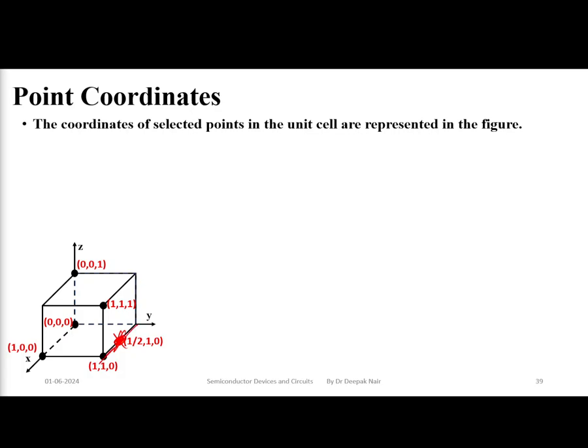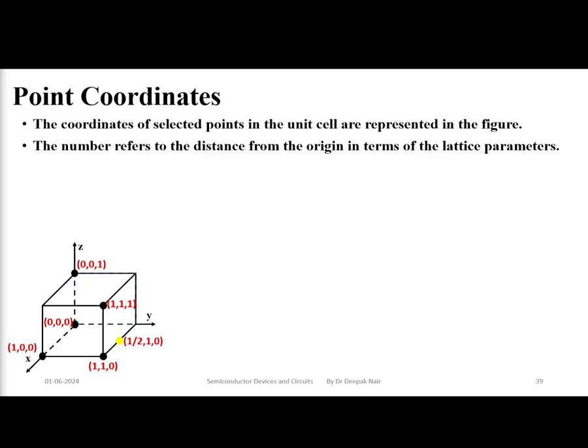Similarly, this point here at the bottom is touching the x-axis at 1 by 2, because this is the x-axis direction. So 1 by 2. It is touching the y at 1. Is it touching the z-axis? No, this point is not touching the z-axis, therefore it is 0. So 1 by 2, 1, 0. These are the point coordinates, and this is how we can represent them. The number refers to the distance from the origin. So this is our origin.